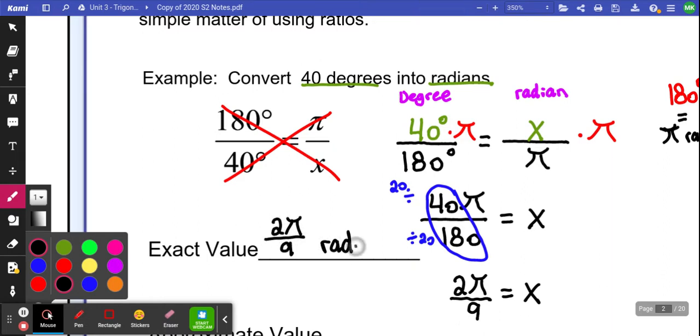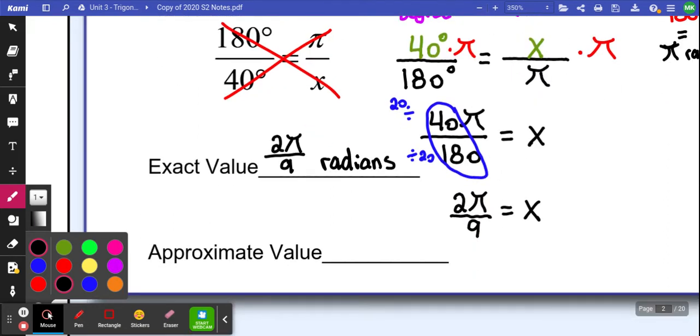We always keep the pi. If they want exact value, yes, you just leave it as pi. They will usually want an exact value. If they ask you for a decimal, which it does say approximate value, that means decimal, then you put in your calculator 2 times pi divided by 9.